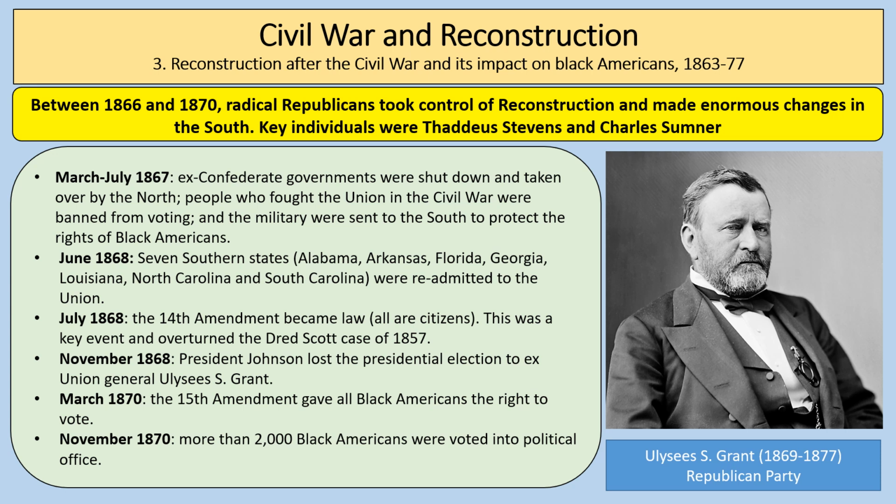So this is the era of radical Reconstruction. And we can see some really important changes are made and important laws are passed to protect the rights of Black people in this era of radical Reconstruction. So that's the time period 1866 to 1870.